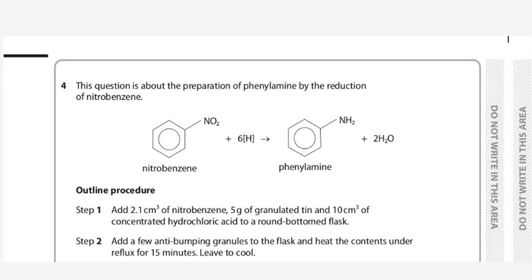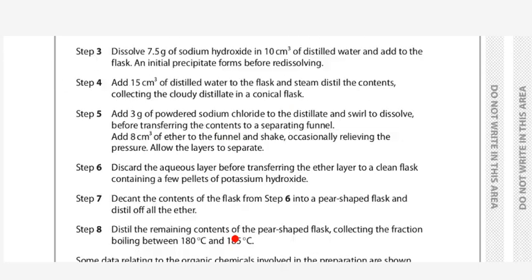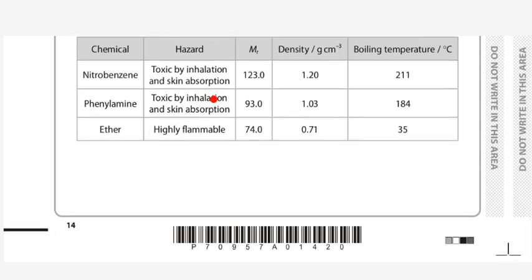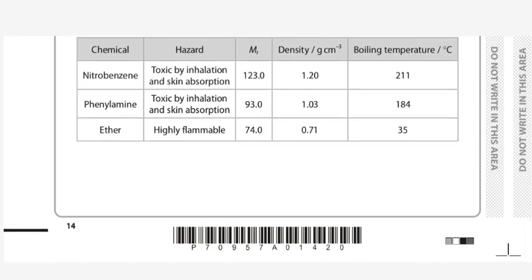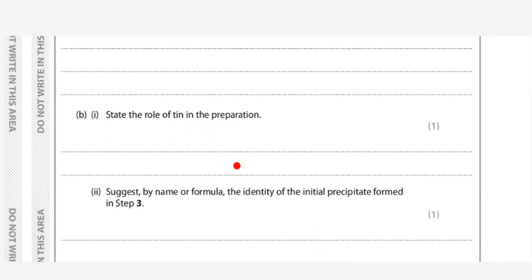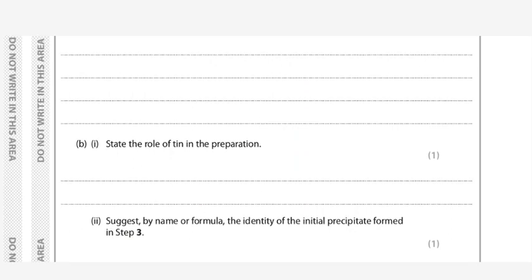And nitrobenzene, we know it has skin absorption. So wearing gloves is important, because if you touch the nitrobenzene, it absorbs through the skin. It's a carcinogen, cancer causing. So HCl is corrosive, and nitrobenzene is absorbed through the skin, so you have to wear gloves.